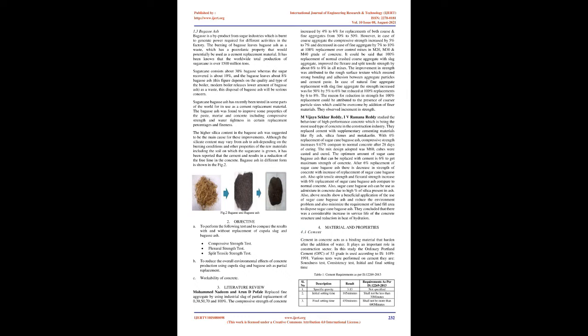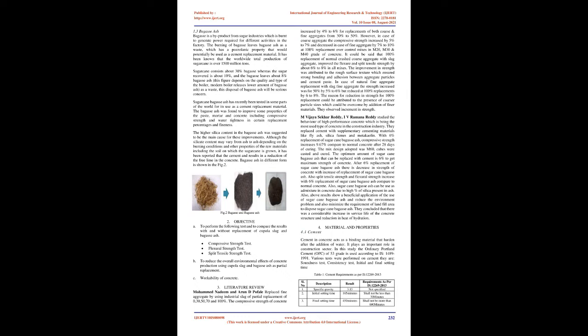Bagasse ash. Bagasse is a byproduct from sugar industries which is burned to generate power required for different activities in the factory. The burning of bagasse leaves bagasse ash as a waste, which has a pozzolanic property that could potentially be used as a cement replacement material. It is known that the worldwide total production of sugarcane is over 1,500 million tons. Sugarcane consists of about 30% bagasse, whereas the sugar recovered is about 10%, and the bagasse leaves about 8% bagasse ash. This figure depends on the quality and type of the boiler.